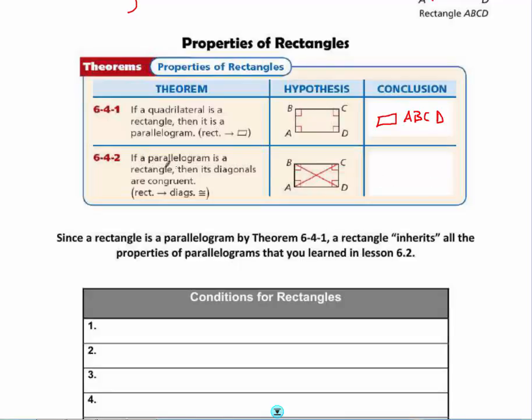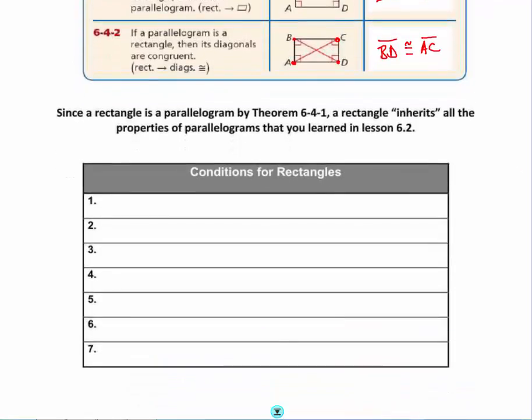If a parallelogram is a rectangle, then its diagonals are congruent. So BD is congruent to AC. Okay, that's a little different than the parallelograms. Remember, they bisected each other. So in a rectangle, they're congruent and they bisect each other because they're a parallelogram. So again, a rectangle inherits all of the properties of a parallelogram.